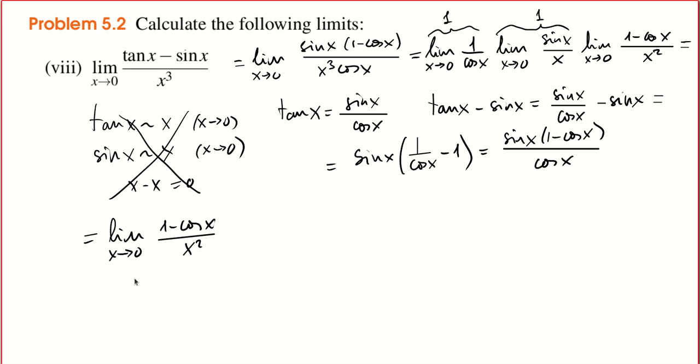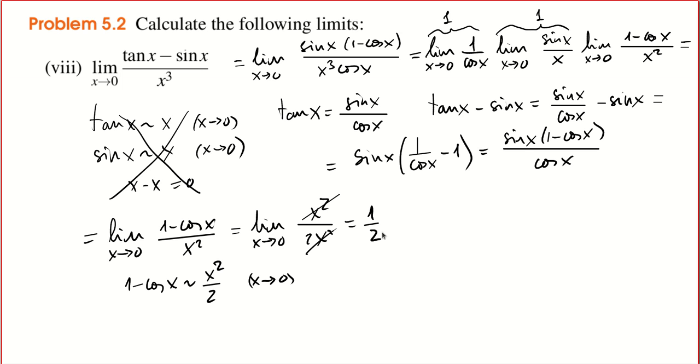But it turns out that 1 minus cosine x is equivalent to x squared divided by 2 when x goes to 0. So if we replace this here, now we can do that because this is just a quotient. What we have is the limit when x goes to 0, x squared divided by 2x squared. Now you cancel the x squared, and the limit is just 1/2.